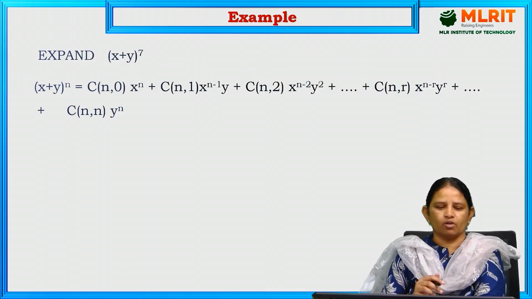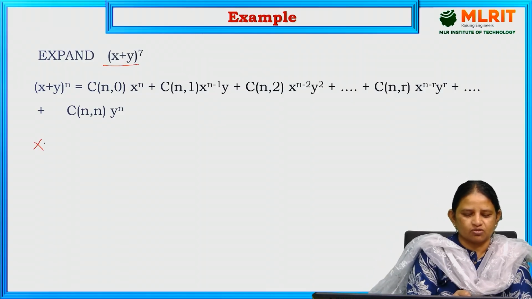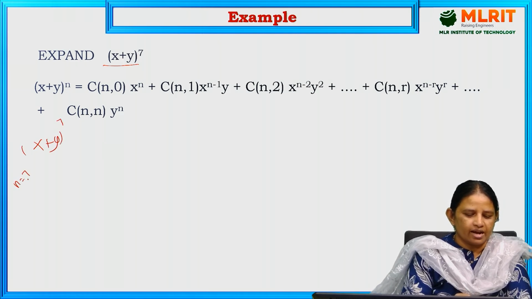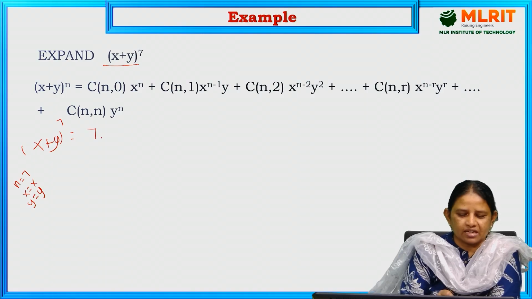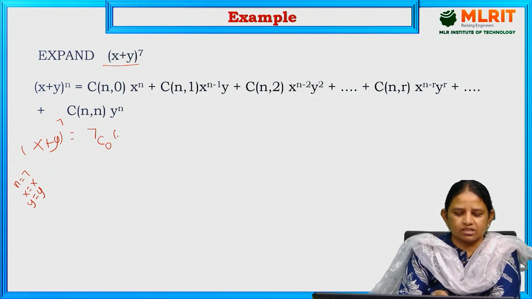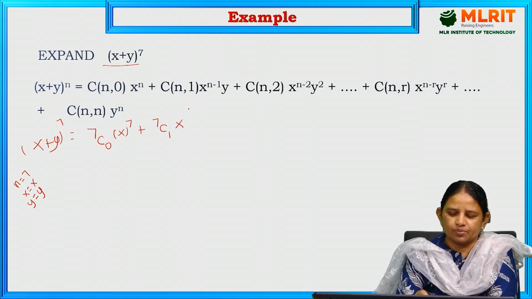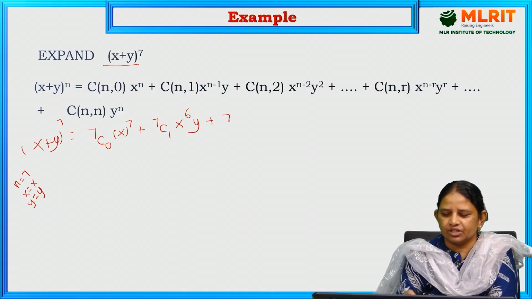Now we need to find one more example, x plus y whole to the power of n. So that means x plus y whole to the power of 7. So n equal to 7. X is x only, y is y only. Then we need to substitute. So nc0 means 7c0. X means x only, x to the power of 7 plus 7c1 x to the power of n minus 1, that means 6, y. In the place of y, y only. Next 7c2 x to the power of 5 y square.